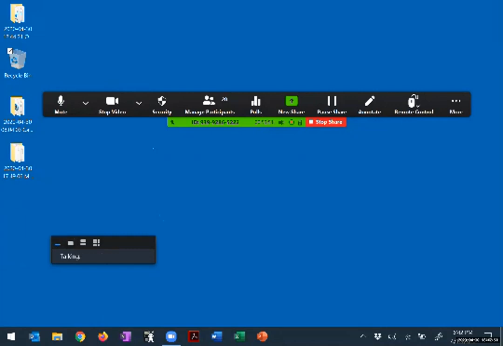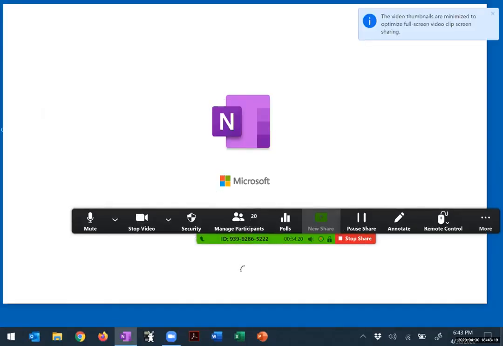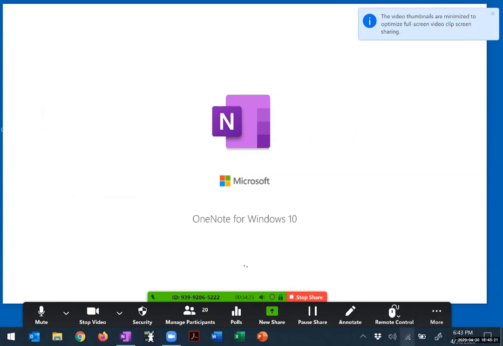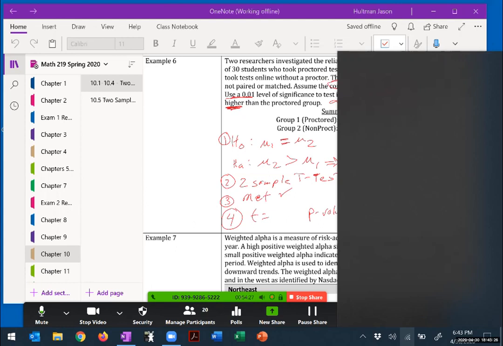Oh, stop the share. Unable to read it. Okay, that's good to know. Let's try to share it again. Let me go check something out, one second.